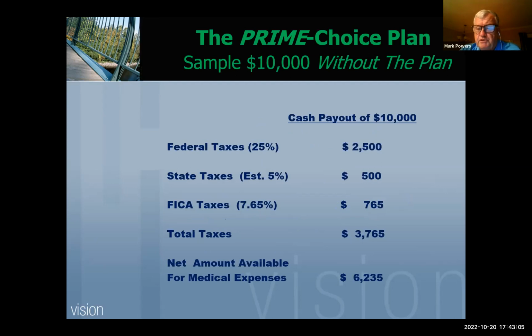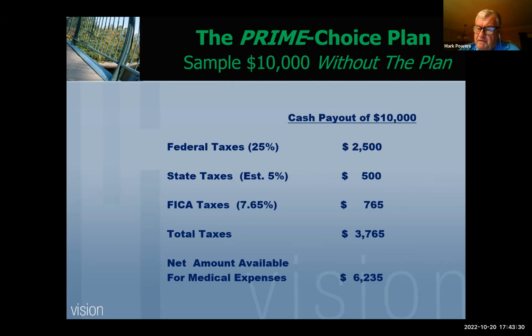Now, these are the big pictures in terms of the financials. Prior to the plan being put in place, we're using a sample payout of $10,000. And using this example and assuming these tax brackets, 3 sets of people receive their funds before you get yours. And the first one is the federal taxes of 25%, state taxes estimated at 5%, and FICA taxes 7.65%.